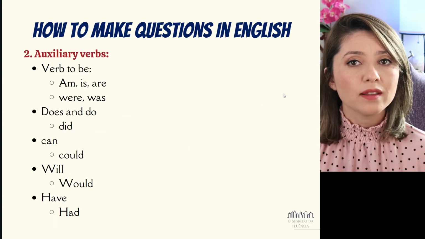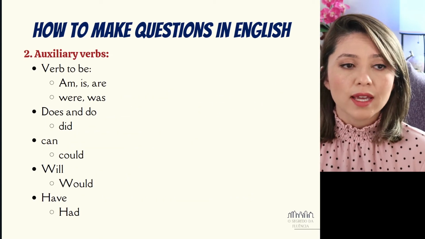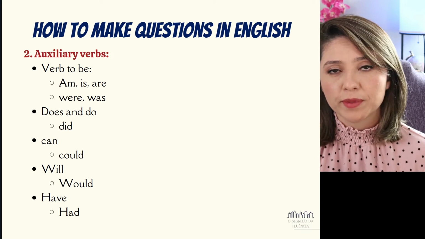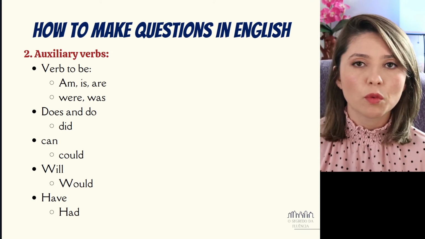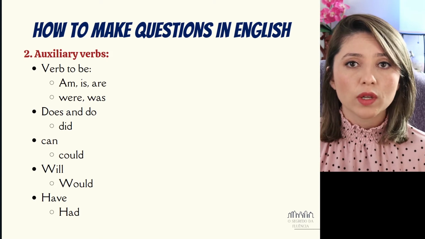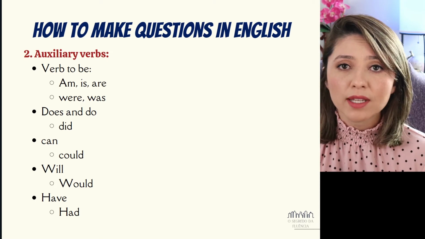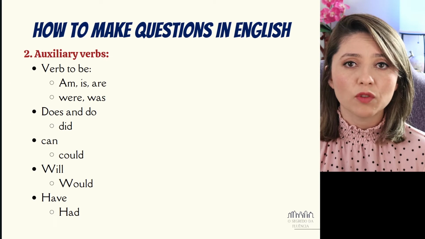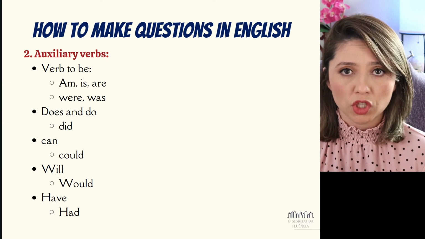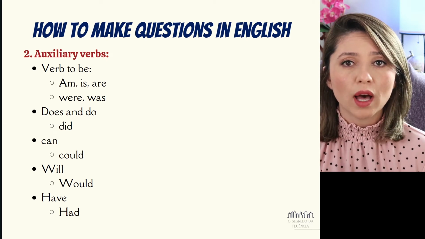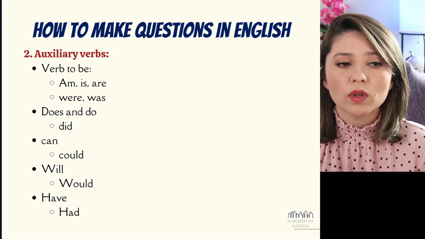And then the most complicated part of all, it's the auxiliary verbs. They're very important because they give you more information about the sentence. It lets you know if the sentence is in the present, if it's a negative or affirmative or a question sentence. It lets you know a lot of things. It gives you a lot of information.